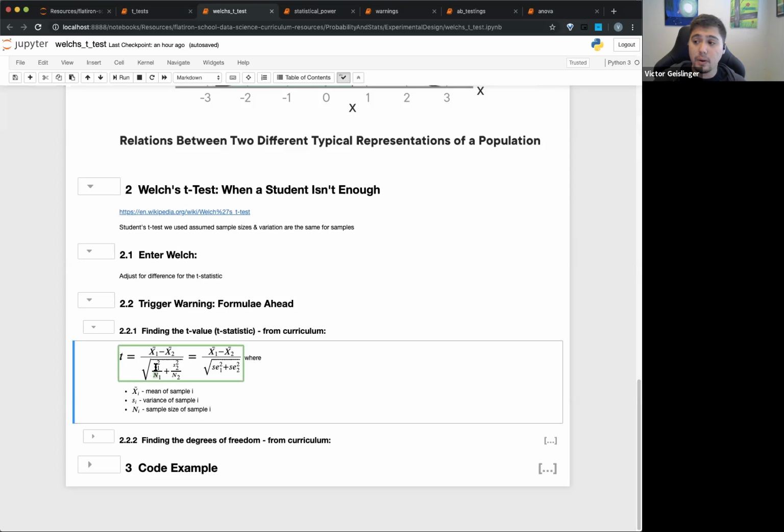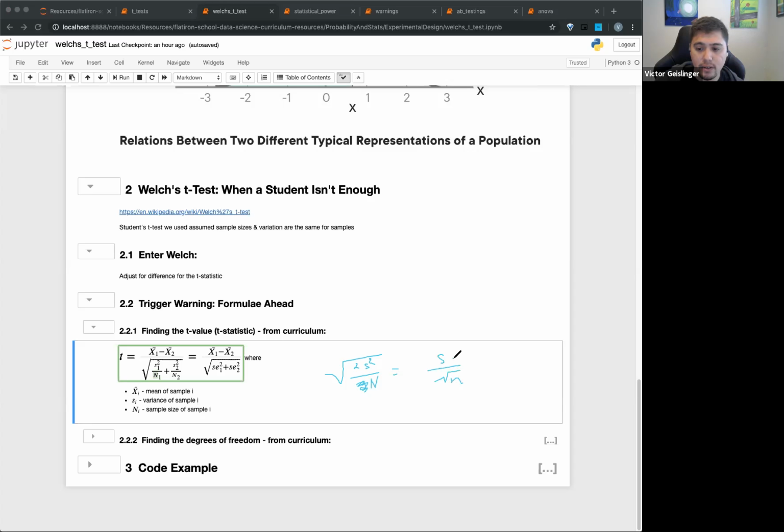Note that if we were to say that S1 equals S2 and N1 equals N2, let me draw it out right here. If these were equal to each other, that would give us the square root of 2 S squared divided by N, which essentially gives us S divided by the square root of N.